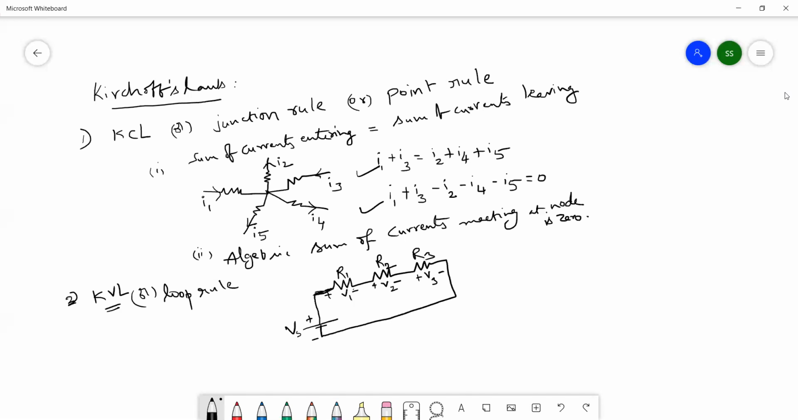While applying KVL to a closed path, we need to assign the polarities, which we have already given. Now check around the closed loop that the algebraic sum of voltages is 0, as I mentioned. This is your closed loop, the circuit is closed. The arrow mark indicates the flow of current in this closed circuit. Where this arrow enters the first source voltage, which polarity?